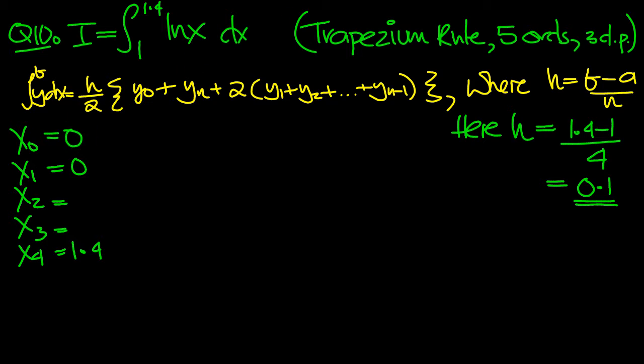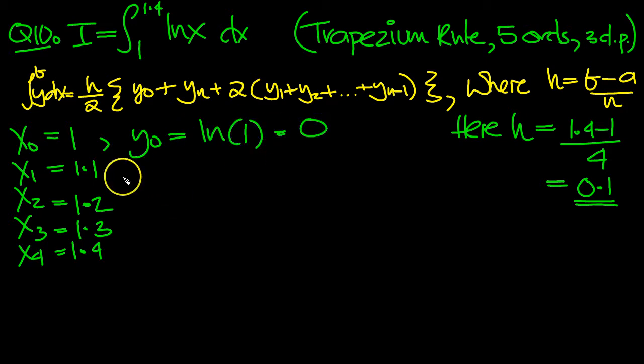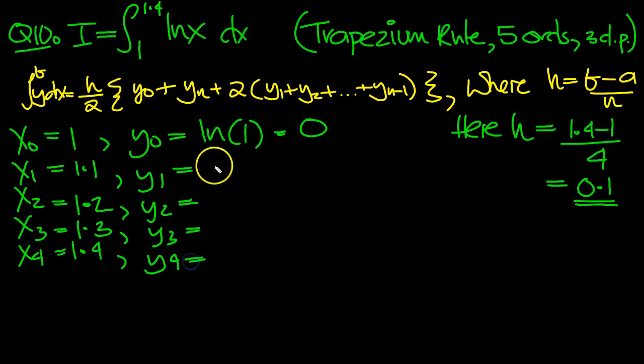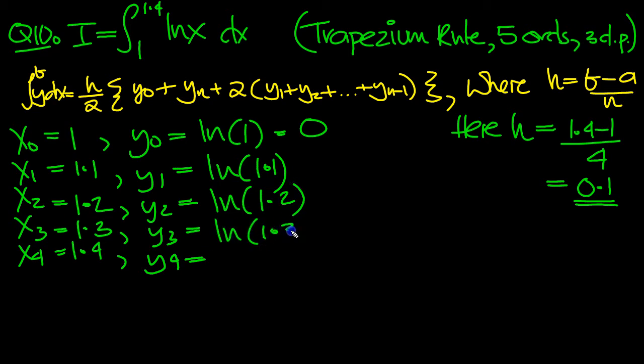It starts at 1, and then it's 1.1, isn't it? 1.2, 1.3. Now we need y0, which is ln 1, which equals 0. Log of 1 is 0. Then y1, y2, y3, and y4. So this is ln 1.1, ln 1.2, ln 1.3, and ln 1.4.